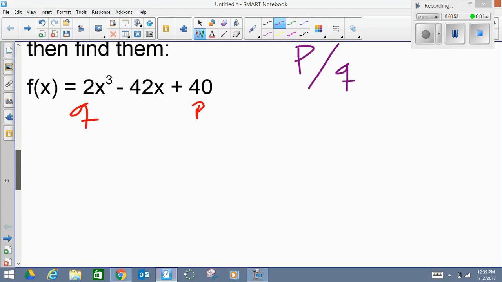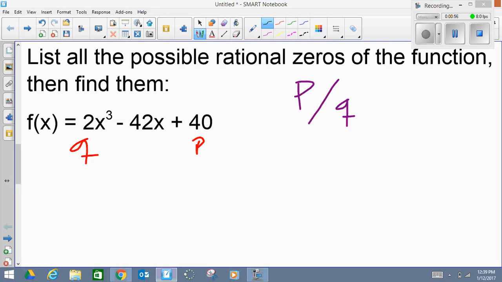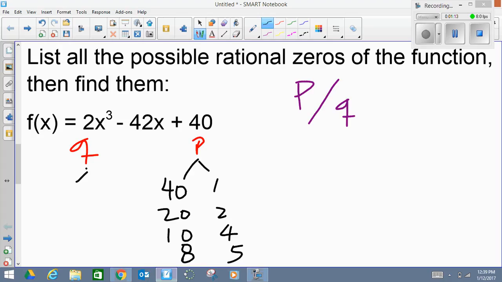So P. Let's factor 40. 40 is going to be 4 times 1, 20 times 2, 10 times 4, 8 times 5, and I don't think anything else would go there. Q: 2 times 1, that's it. Now we need to think that it could be positives, or also two negatives. Negative 40 times negative 1 is positive 40. So we're able to use negatives in all of them.